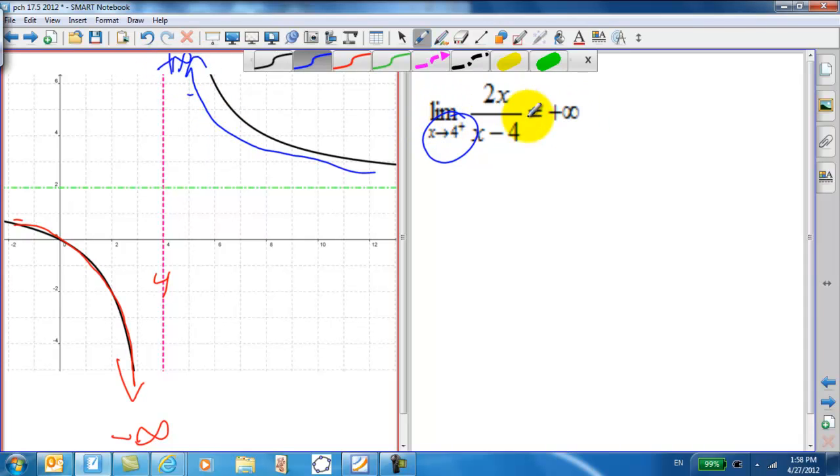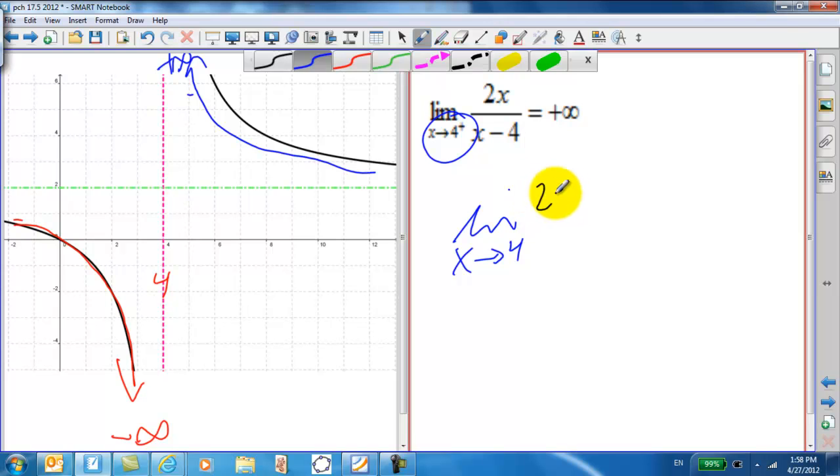Remember, a limit is something that the y's are getting closer to. Down here is what the x is getting closer to. So, again, what we call the limit as x approaches 4 of 2x over x minus 4. Well, the directional limits don't agree, so it does not exist.